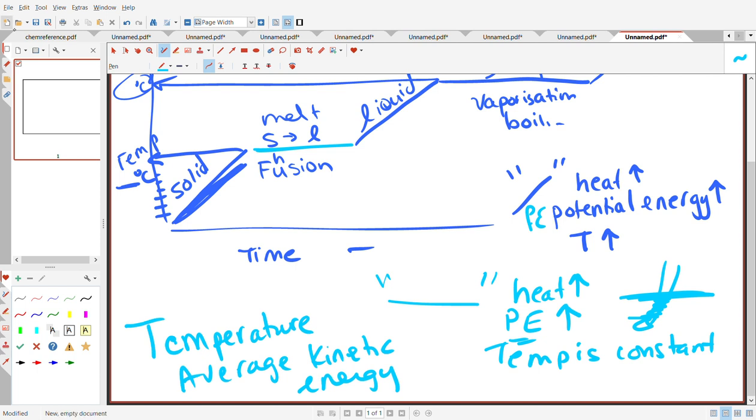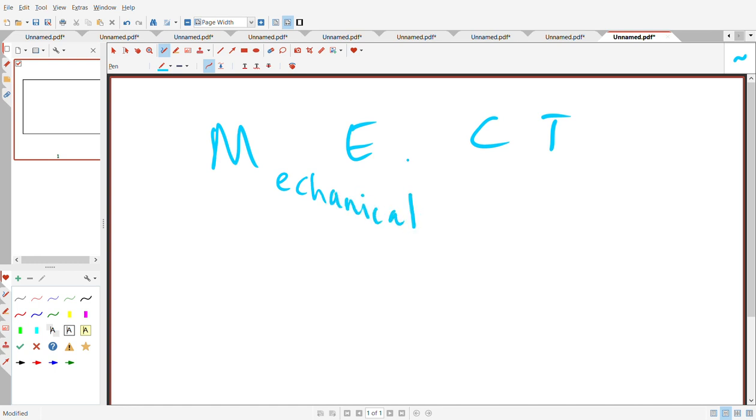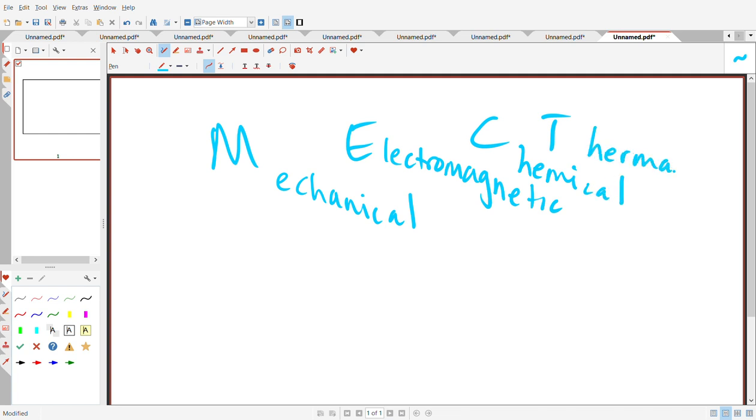And now I'm going to talk about the forms of energy that you're responsible for on the Regents. I say Mech-T. Okay, this is not all the types of energy. This is the energy they ask on the Regents. They ask mechanical energy. Then they'll say either electrical or electromagnetic. Then there's chemical energy. And then there's thermal energy. So I just say Mech-T.